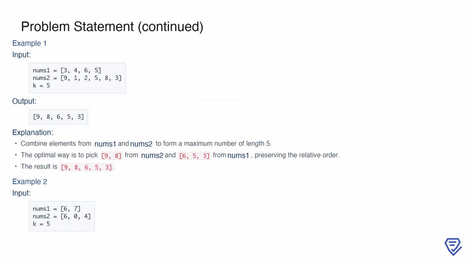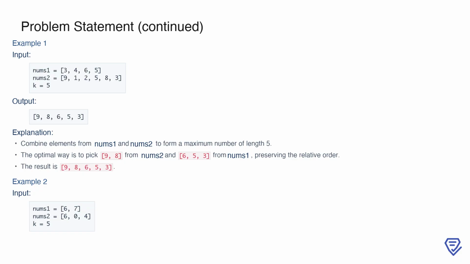Let's consider the first example. Here, nums1 is 3, 4, 6, 5, nums2 is 9, 1, 2, 5, 8, 3, and k is 5. The task is to combine elements from nums1 and nums2 to create the largest possible number of length 5. To achieve this, we can select 9, 8 from nums2 and 6, 5, 3 from nums1. Notice that the relative order of the elements within nums1 and nums2 is preserved in the final result. Specifically, in nums1, 6 comes before 5, and 5 comes before 3, just as they do in the original array. Similarly, in nums2, 9 comes before 8. Combining these selections gives the maximum number 9, 8, 6, 5, 3.